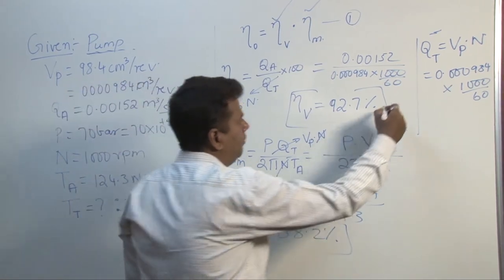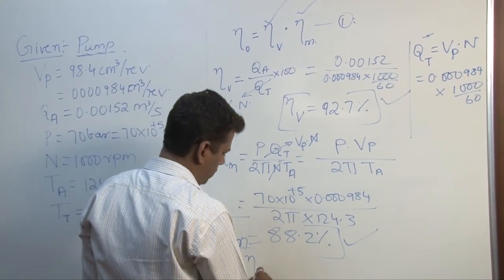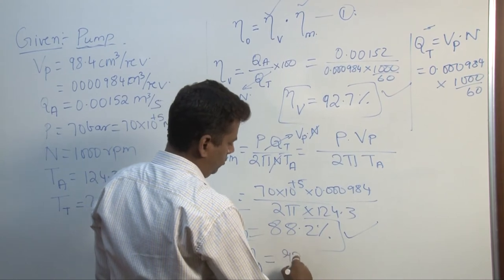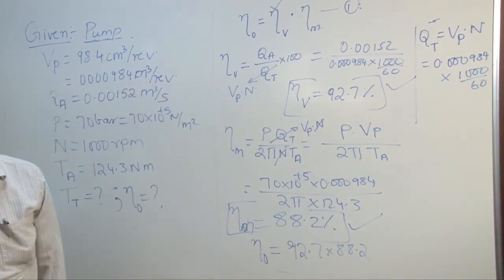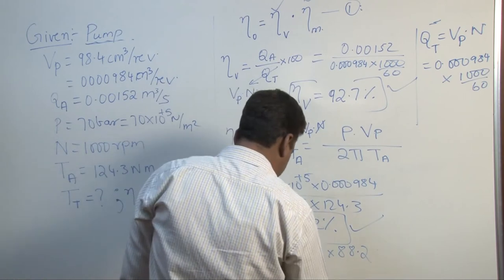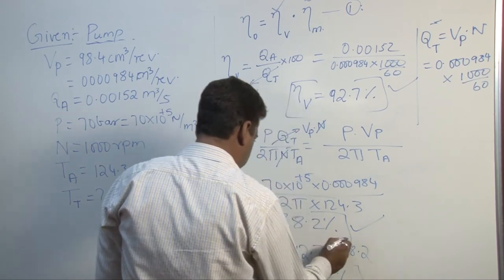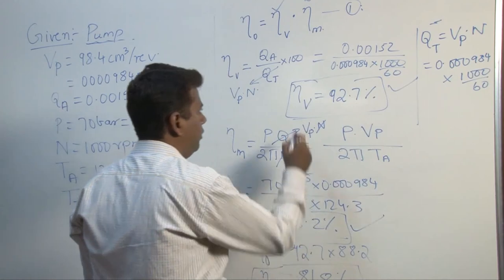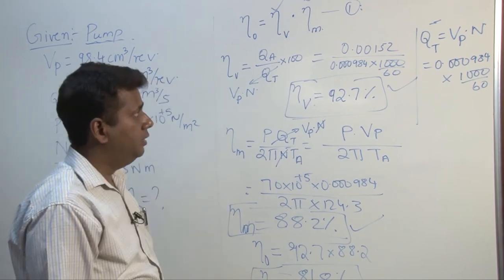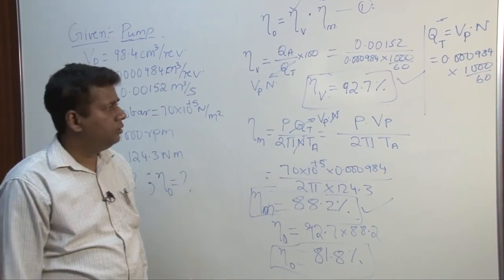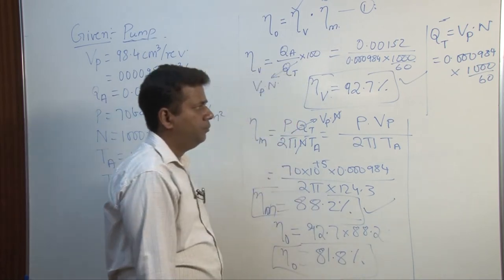Now multiply these two and put the values in equation 1, and you will get the overall efficiency. Overall efficiency is 92.7 multiplied by 88.2, which results in 81.8%. So you have found that volumetric efficiency is 92%, mechanical efficiency is 88%, and overall efficiency is 81.8%. Now let us find the torque for this problem.